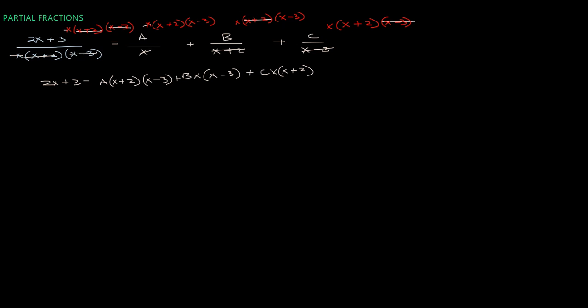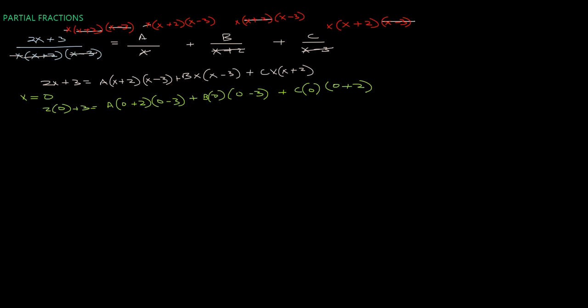So let's go ahead, and I will pick my first value when x is equal to 0. So we rewrite the same equation. We put 2 multiplied by 0 plus 3 equals A times 0 plus 2, 0 minus 3, plus B multiplied by 0, then 0 minus 3, plus C multiplied by 0, in brackets 0 plus 2.